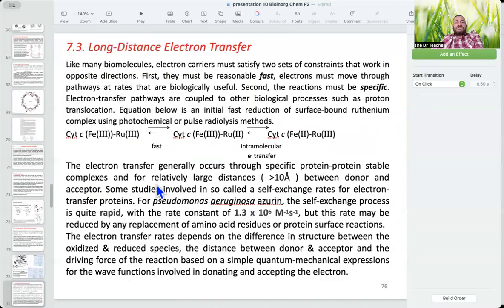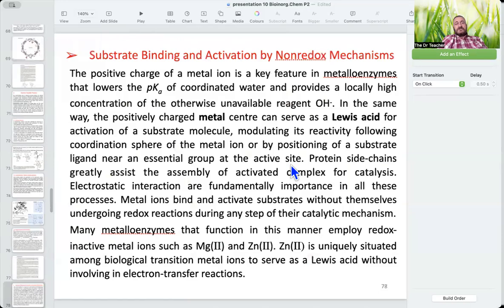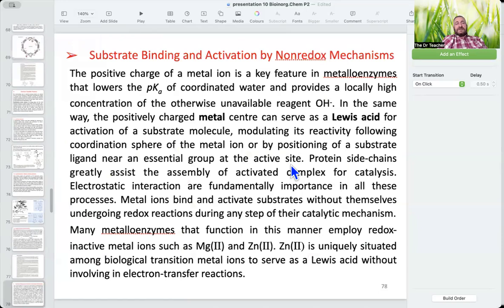Long distance electron transfer has also been found. Cytochrome c can transfer electrons far away. So iron 3, ruthenium 3 will go fast to iron 3, ruthenium 2, and this will go to iron 2, ruthenium 3, intramolecular electron transfer. So these compounds can transfer electrons as well. Substrate binding by activating a non-redox mechanism.